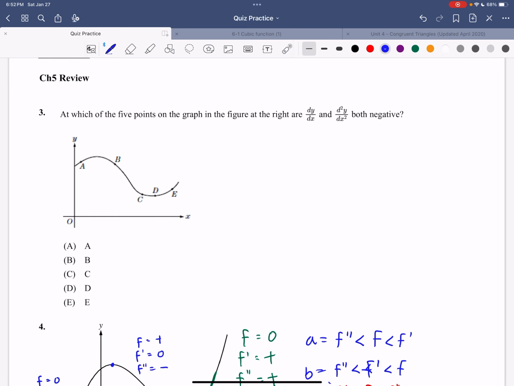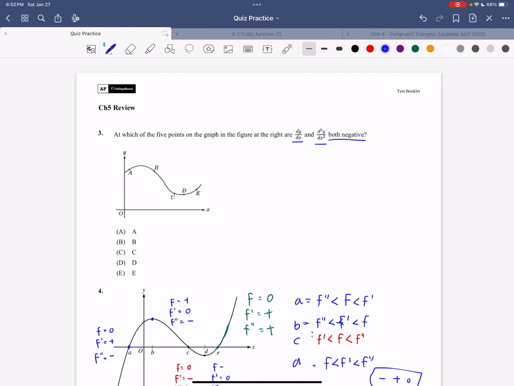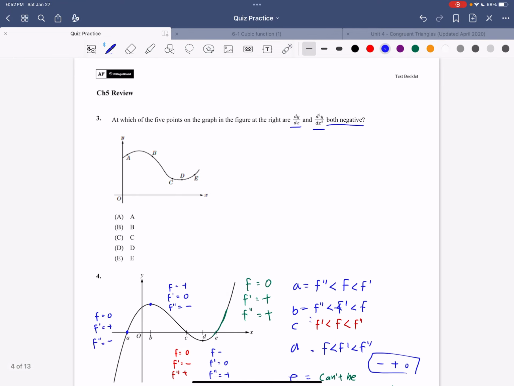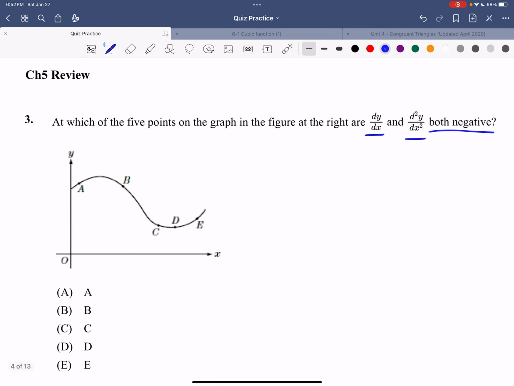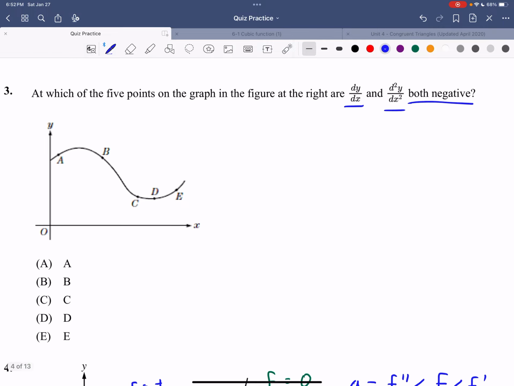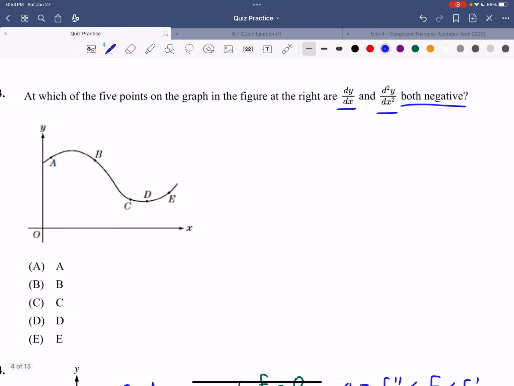And number 3 here. At which of the 5 points on this graph figure at the right are dy/dx, which is the first derivative, and the second derivative both negative? This one is similar to question number 4 and question number 2, but this is something that you will see very often. By the way, throughout the video, I will not circle the answer because I want you to watch it and figure it out by yourself, okay? But I will give you a very clear idea.